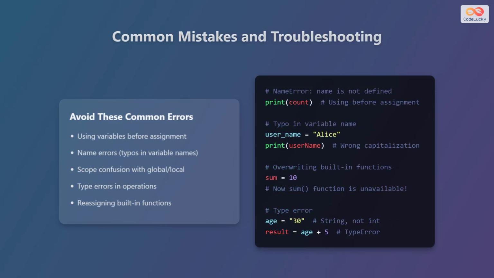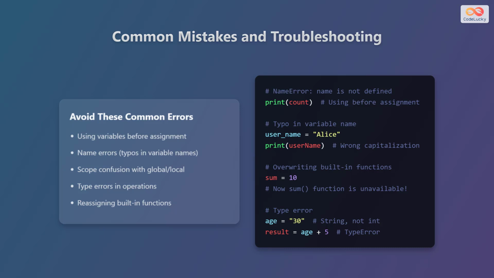Here are some common mistakes to avoid when working with variables in Python, along with tips for troubleshooting them. One common mistake is using variables before they have been assigned a value, which will result in a NameError. Another common mistake is making typos in variable names, which will also result in a NameError. It is also important to be aware of variable scope and avoid confusion between global and local variables. Type errors can also occur when performing operations on variables of incompatible types. Finally, avoid reassigning built-in functions, as this can lead to unexpected behavior.